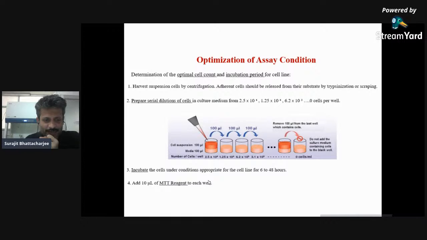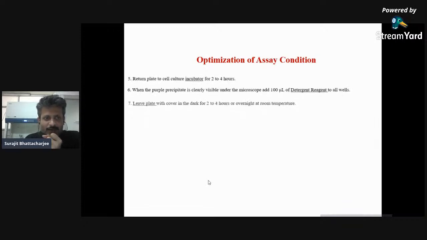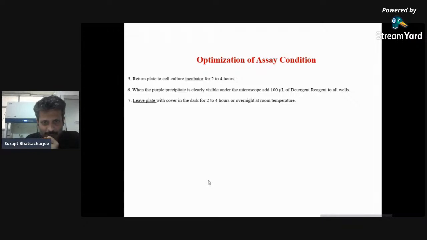And then we add 10 microliters of the MTT reagent to each well once the incubation with the tested compound has been done. After that, we return the plate to the cell culture incubator for 2 to 4 hours. That is, after adding MTT, we need to keep the plate at least 2 to 4 hours in the incubator, wrapped up with aluminum foil, or in a dark place in the incubator, because we have discussed that MTT is light sensitive.